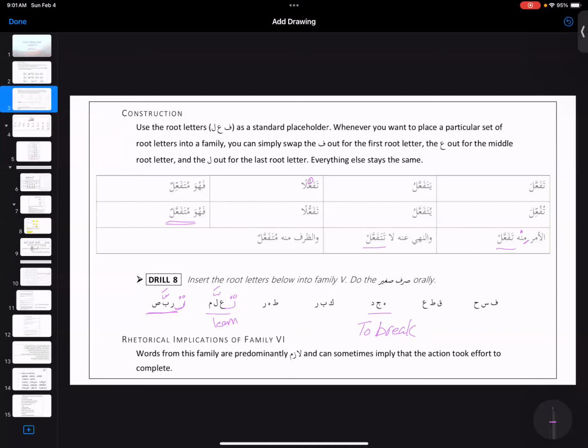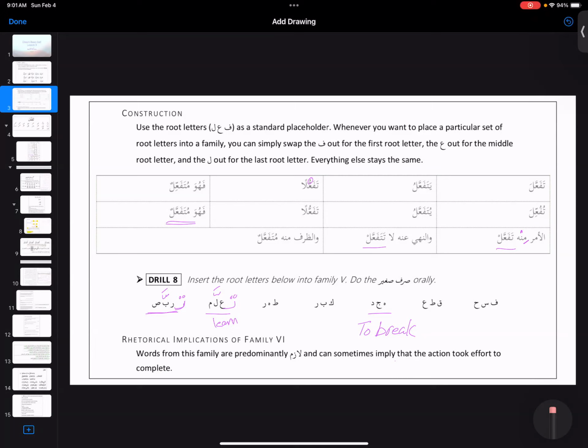Okay, rhetorical implication of this family. Words from this family are mostly going to be lazim, and can sometimes imply that the action took effort to complete. So that means when we bring this family in, a lot of effort is put into the action to make it complete.